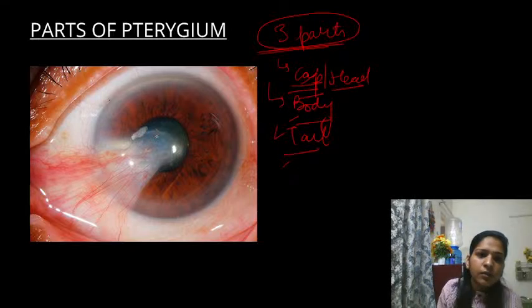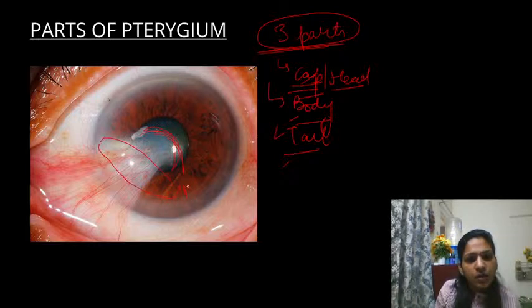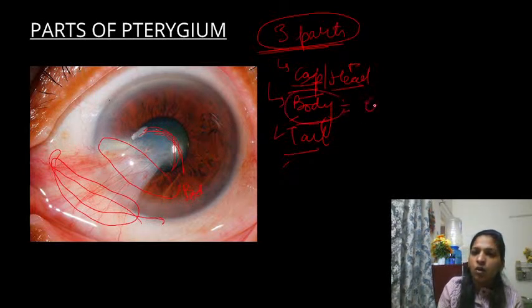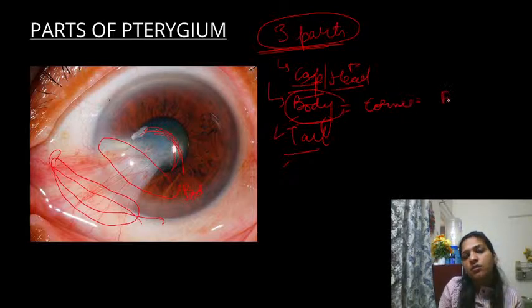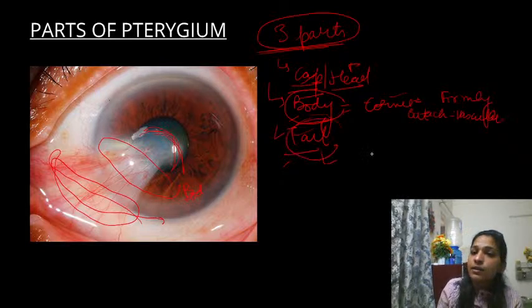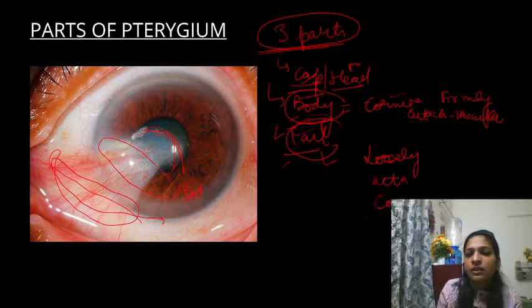Cap, body and tail. So this one is the cap, this one is the body, and this one is the tail of conjunctiva. Now the body is that part of the pterygium which is present over the cornea, firmly attached and vascular also. And this tail part is loosely attached and present over the conjunctiva.